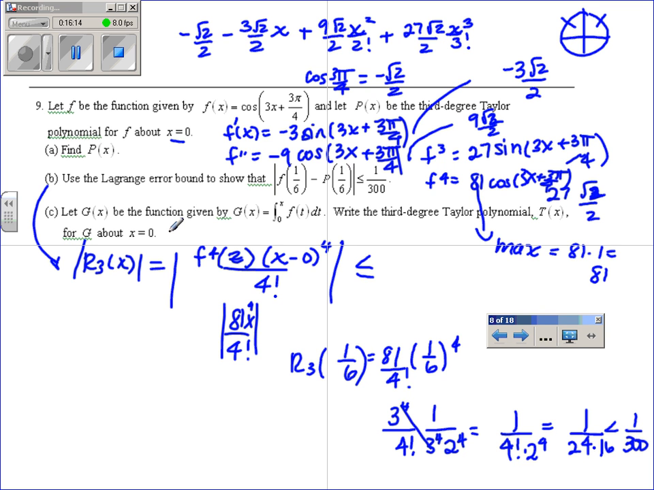Okay, and so for this one, I just need to take the antiderivative of our function up here. So it'd be negative square root of 2 x minus 3 square root of 2 over 2 x squared over 2, and then plus 9 square root of 2 over 2 x cubed over 3, and I still have that 2 factorial, so this would cancel and I get 3/4, and so that's when we get this.